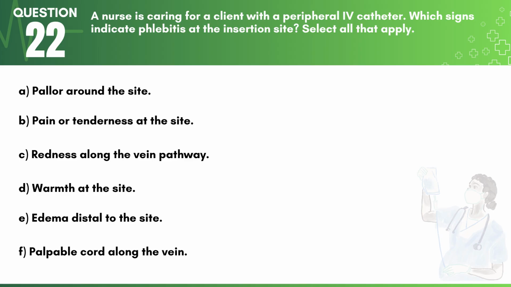Question 22. A nurse is caring for a client with a peripheral IV catheter. Which signs indicate phlebitis at the insertion site? Select all that apply. A. Pallor around the site. B. Pain or tenderness at the site. C. Redness along the vein pathway.